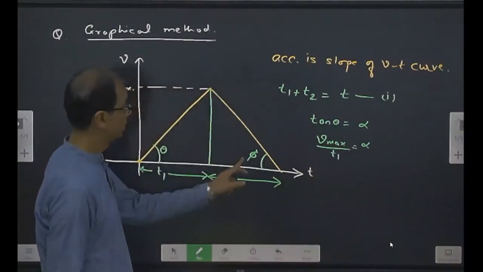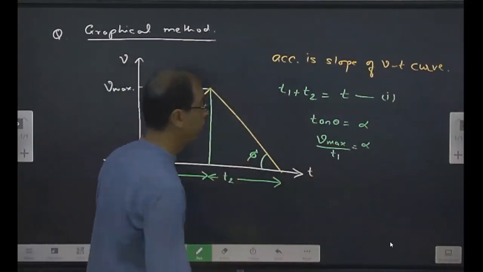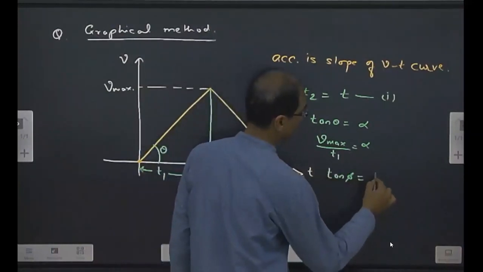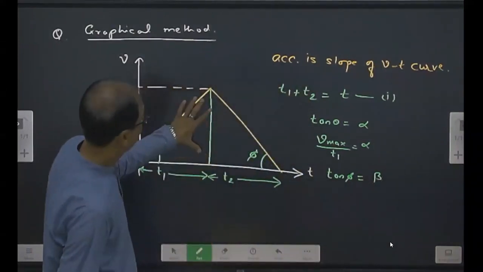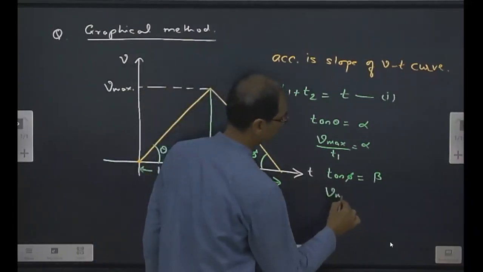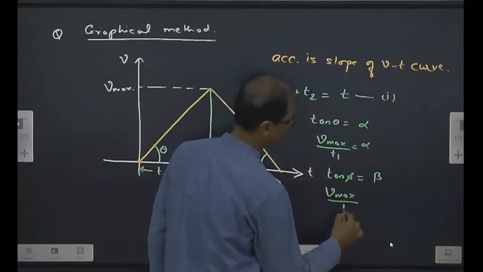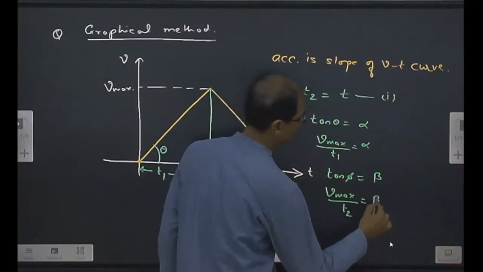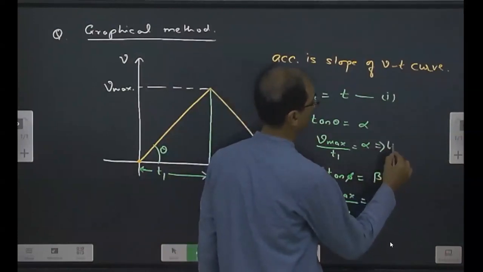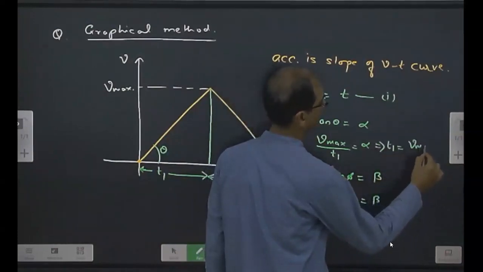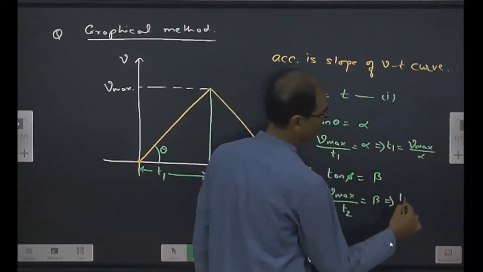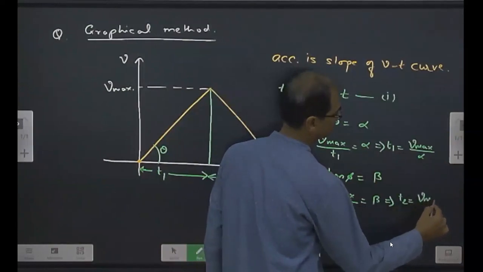Exactly the same way, tan phi is given to us as beta. And what is tan phi? Again height by base, that is Vmax by T2. From here, I'm going to get the T1 value. T1 is V maximum by alpha. And from here, T2 is V maximum by beta.